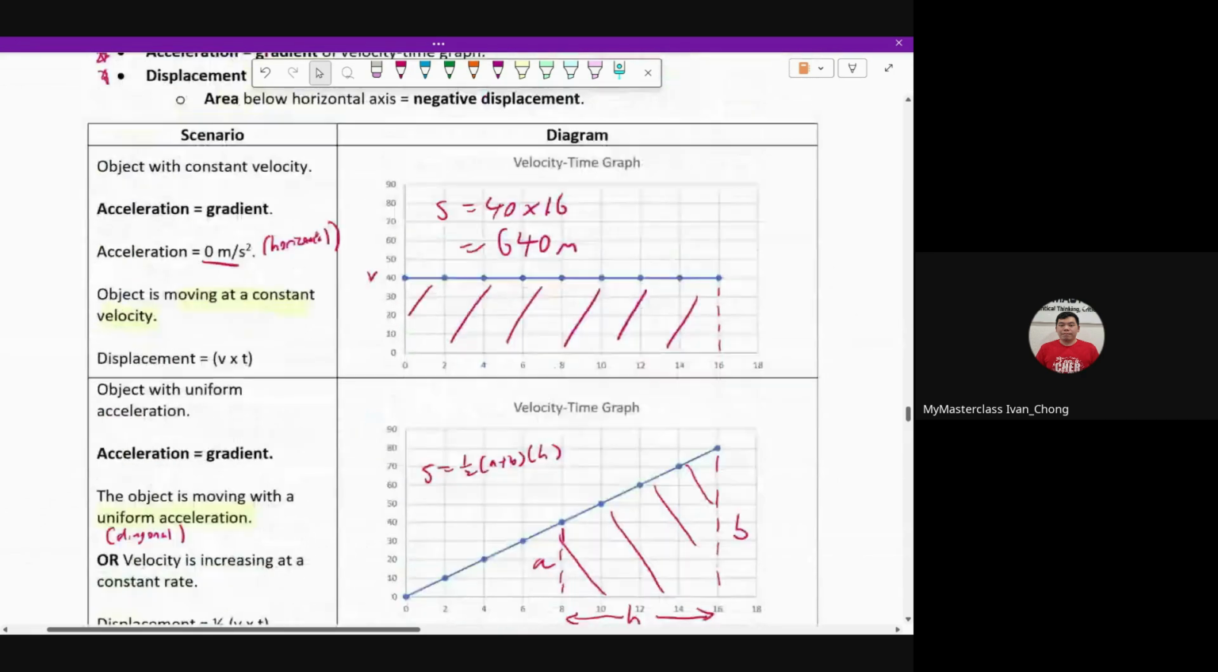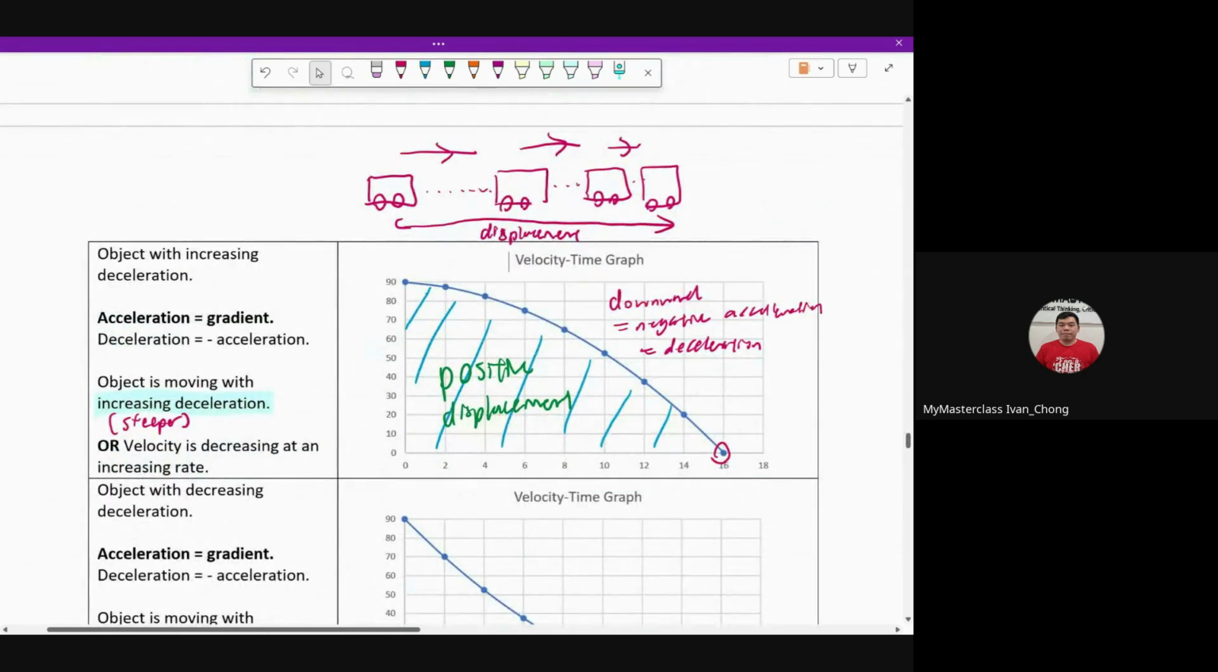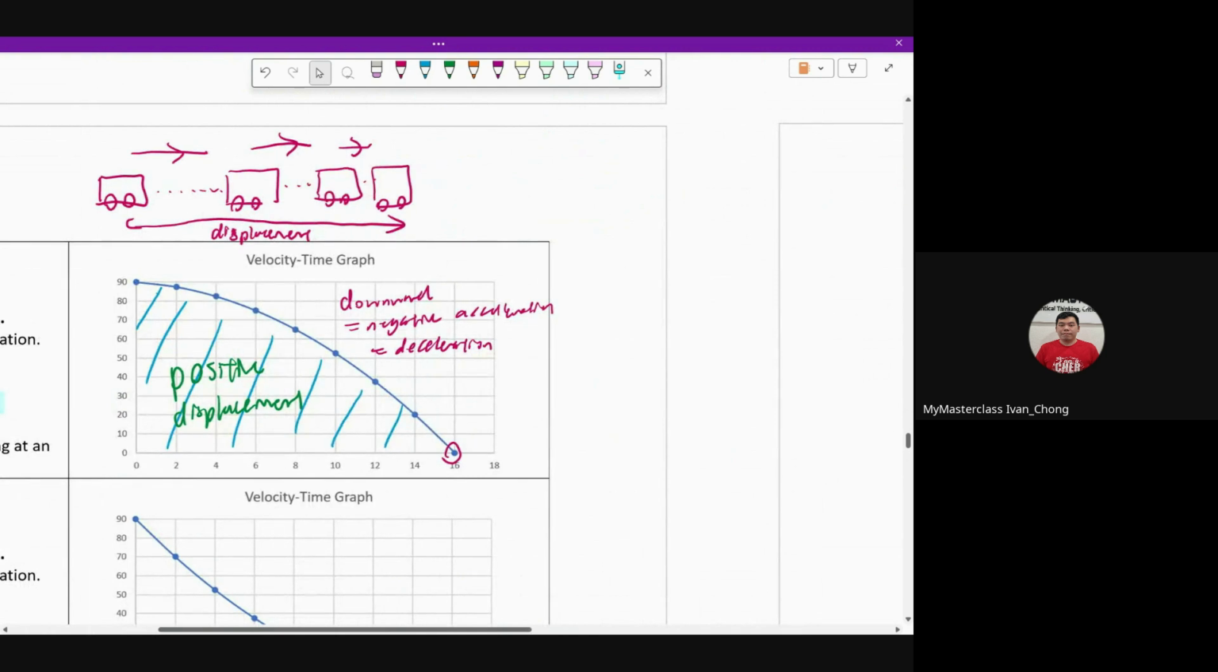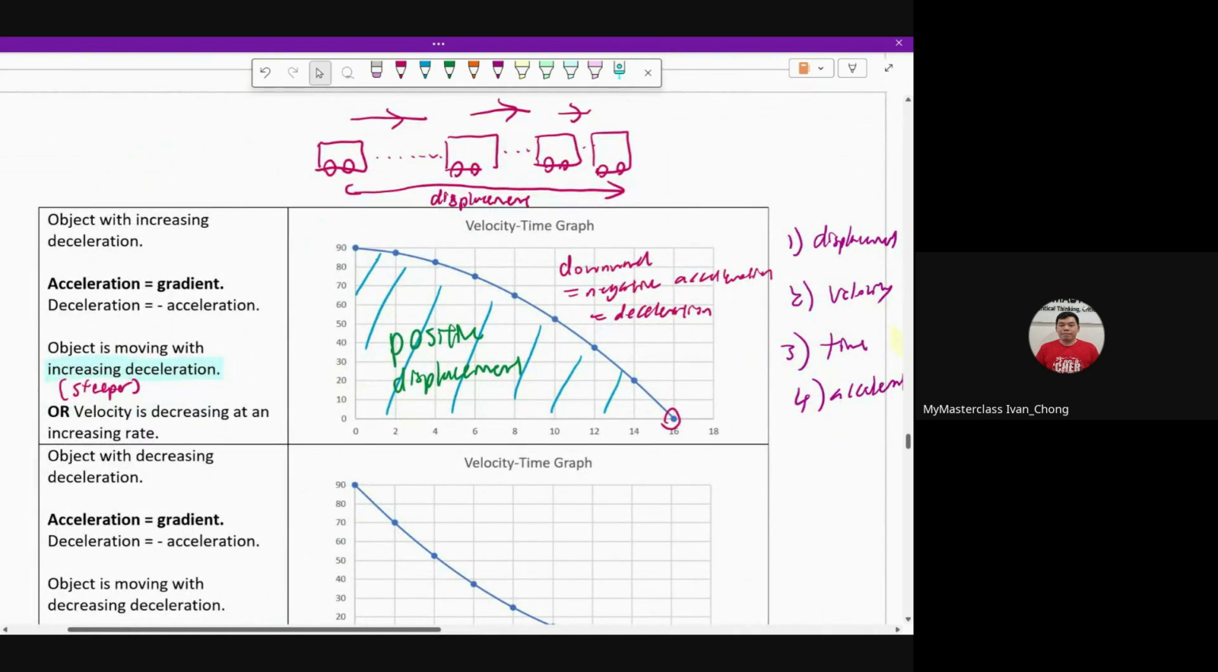Because if you notice, in this graph itself, I have your velocity, I have your time, I have your acceleration or deceleration in this case, and I also have your displacement. Basically, I have all of the components I need. I have displacement, I have velocity, I have time, I have acceleration. So basically, using just one velocity time graph, I can actually find all of this, which is basically all the components you need to actually find out what is going on with your object.